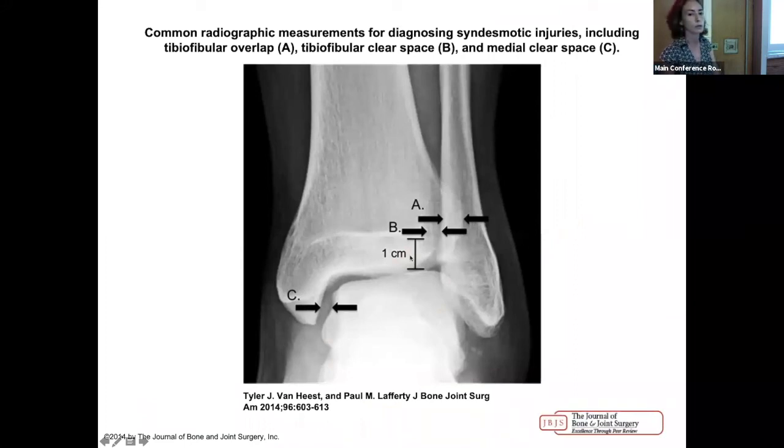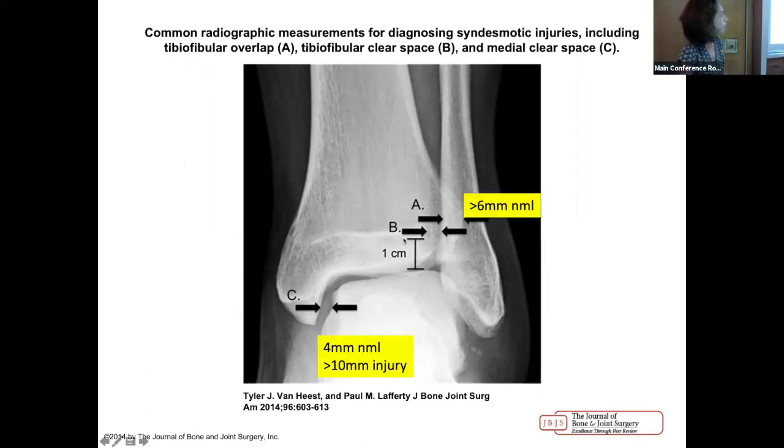We look at these radiographic measurements. One is the fibular tibial overlap. The other one is the tibiofibular clear space, and then you've got the medial clear space. These 2 points A and B are measured about 1 centimeter over the tibial plafond. And normal measurements is that you want to have greater than 6 millimeters of overlap.